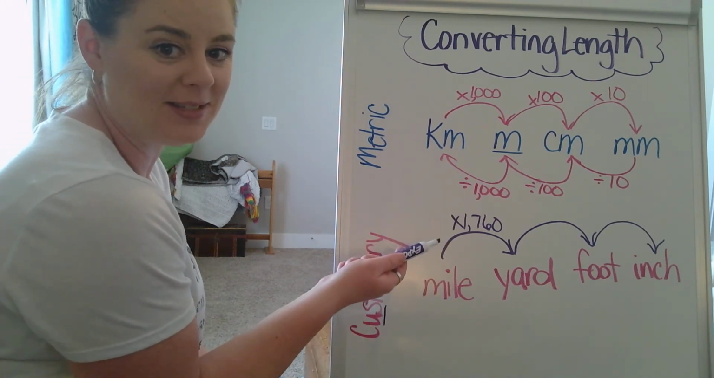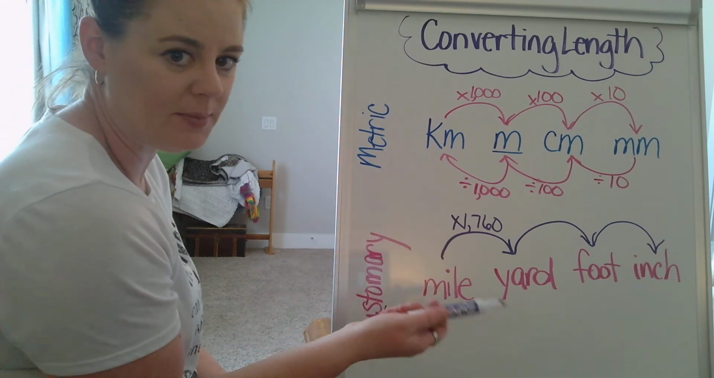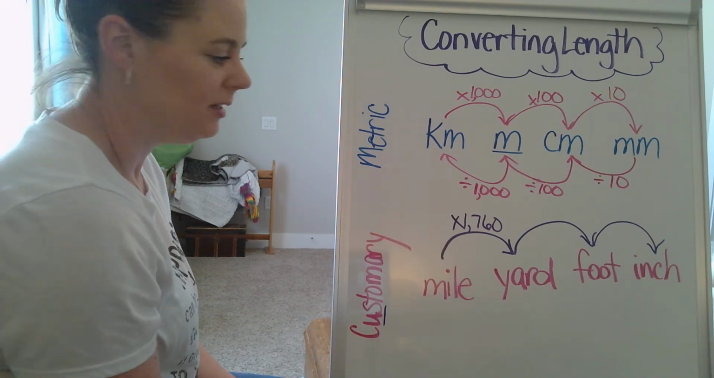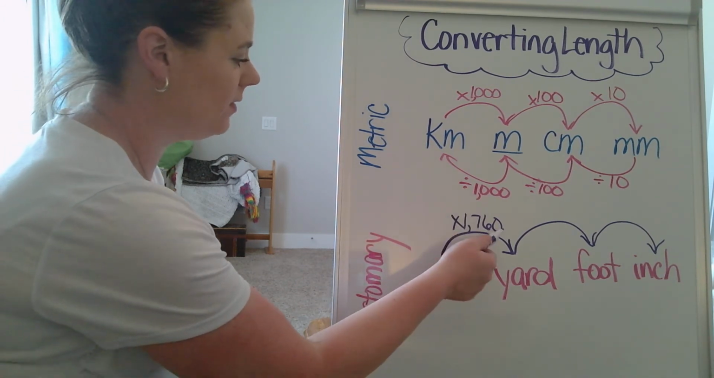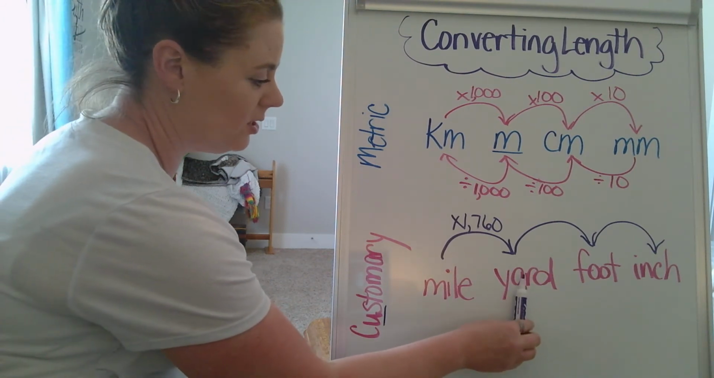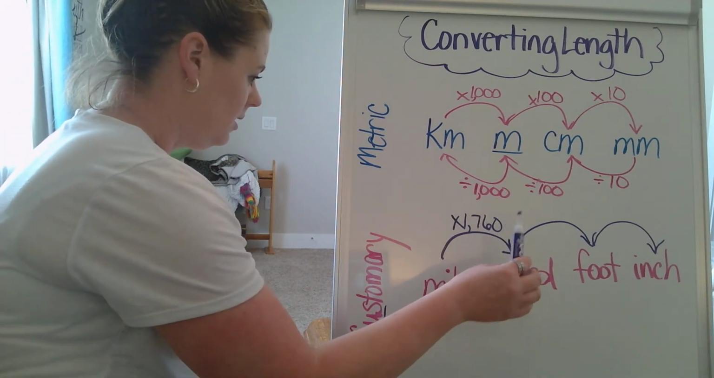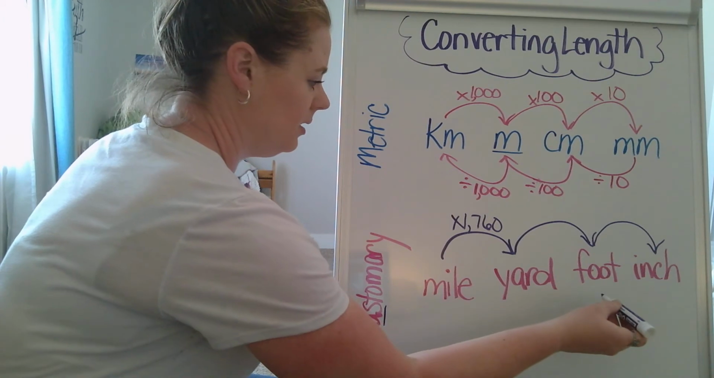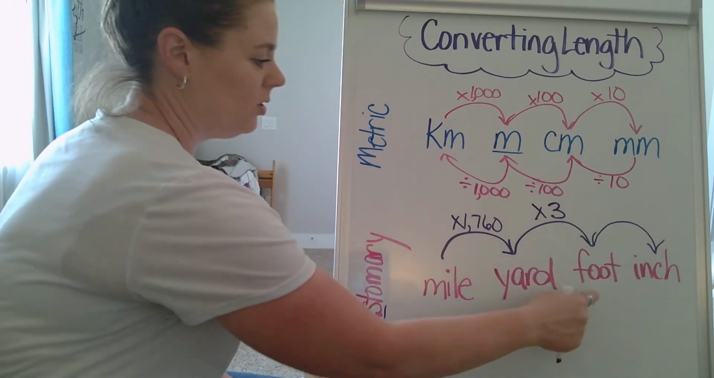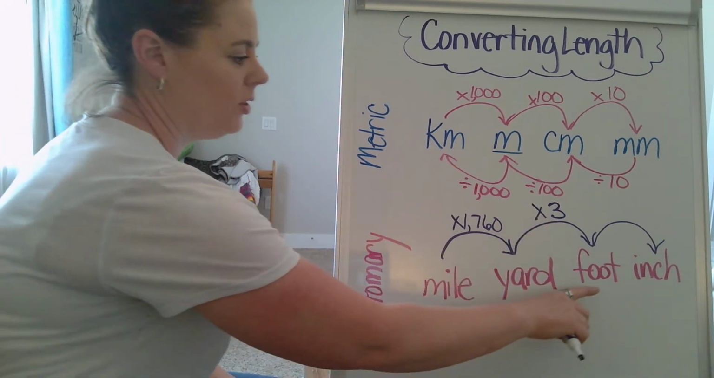See why metric is so much easier? You don't have to memorize this. And it's not an odd number, it's an even number. But it's not a number that's just like 200. So times 1,760. Okay, so that means there are 1,760 yards in a mile. Yard to foot. Okay, there are 3 feet in 1 yard. So we go times 3.